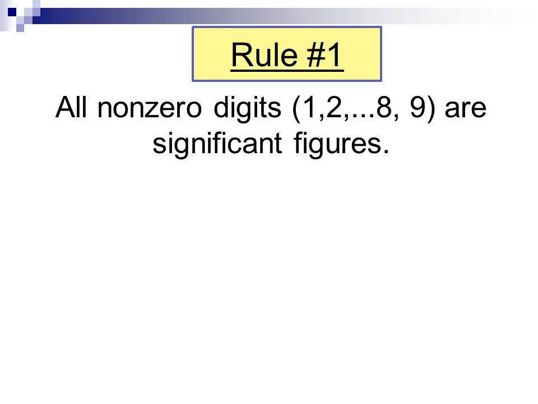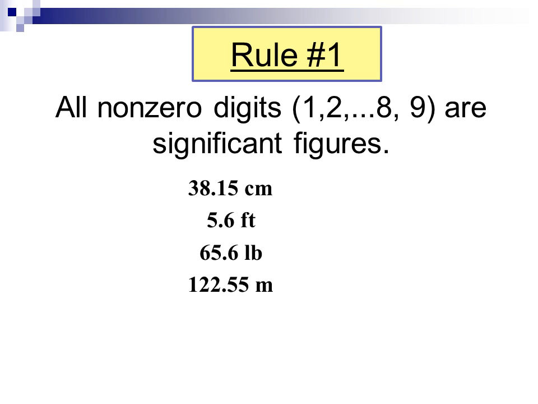Rule number 1. All non-zero digits are significant. There are 4 measurements below. Record the number of significant digits in each measurement. You will have approximately 10 seconds to do this.